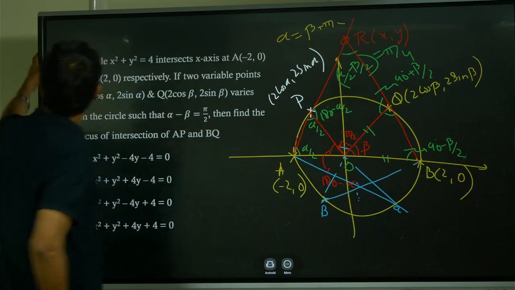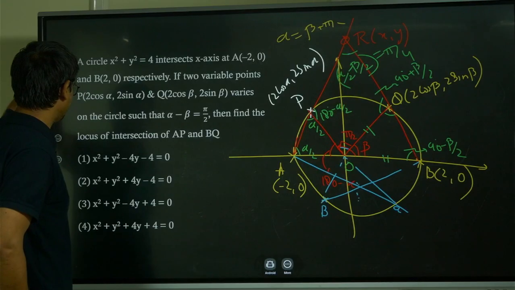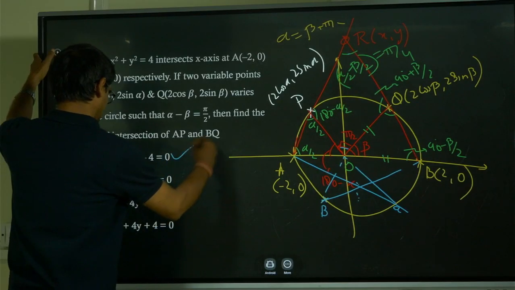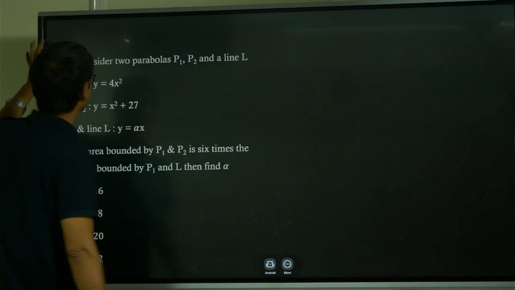So let's check it out. Center 2, radius 2 root 2. Yeah, I think this one, A is the correct answer. Bachcho, the first one is the correct answer, so we are done.